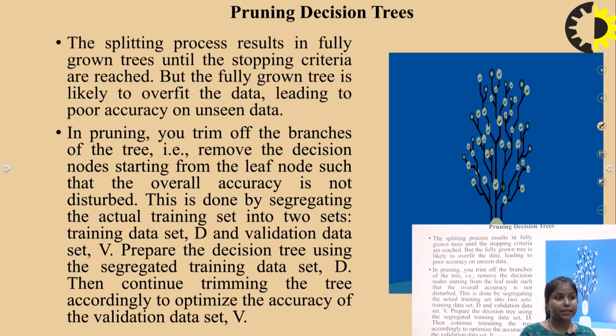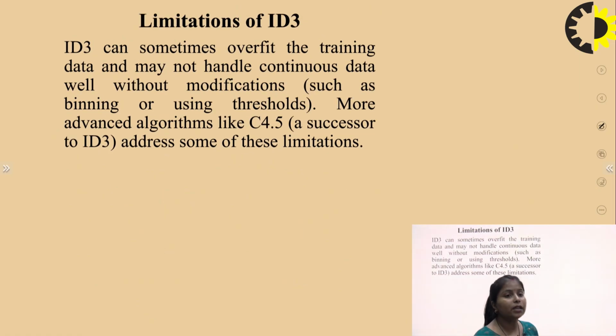This is done by segregating the actual training set into two sets: a training data set D and a validation data set V. Prepare the decision tree using the segregated training data set D, then continue the trimming accordingly to optimize the accuracy of the decision tree.